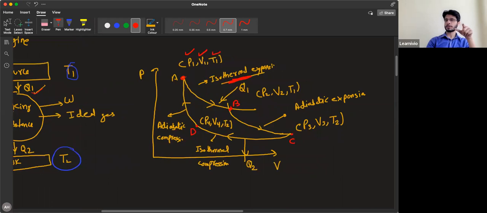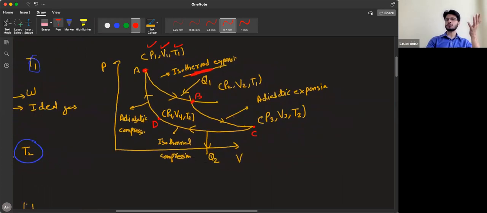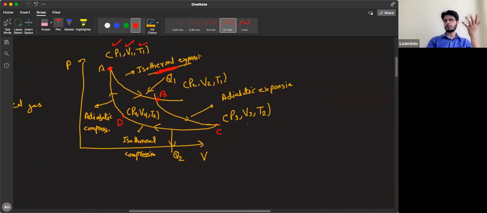That's important. Next, you expand this gas using adiabatic expansion, meaning heat will not be exchanged.